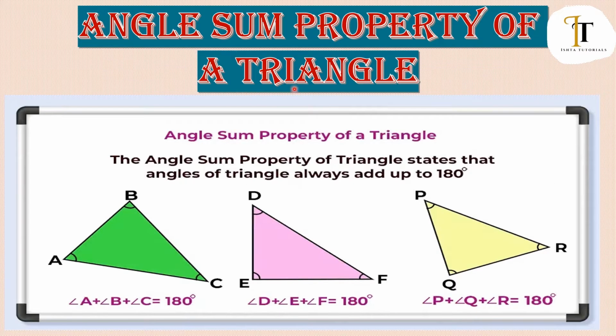Angle sum property of a triangle. This property states that all the angles of a triangle add up to always 180 degrees. You can see in the figure angle A plus angle B plus angle C is always 180 degrees. Similarly for triangle DEF and triangle PQR. By definition, the angle sum property of a triangle states that all three angles always add up to 180 degrees.